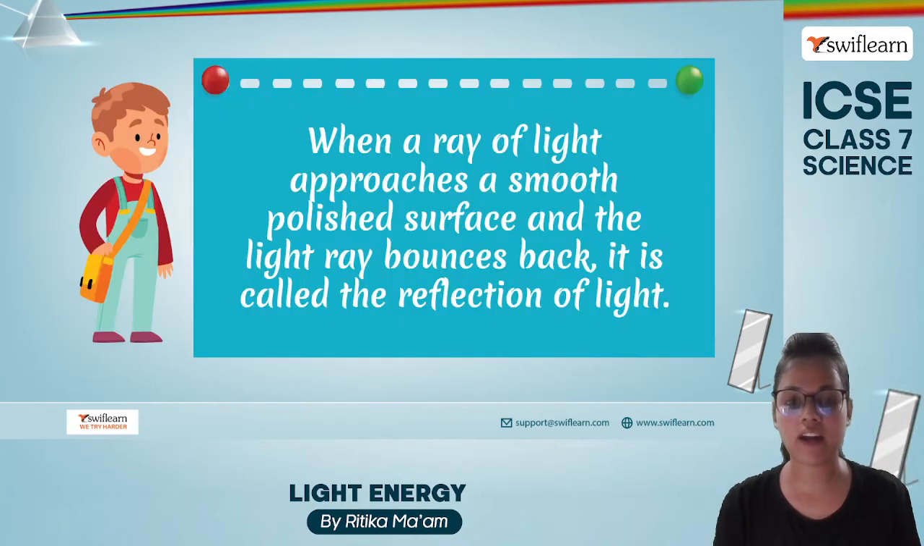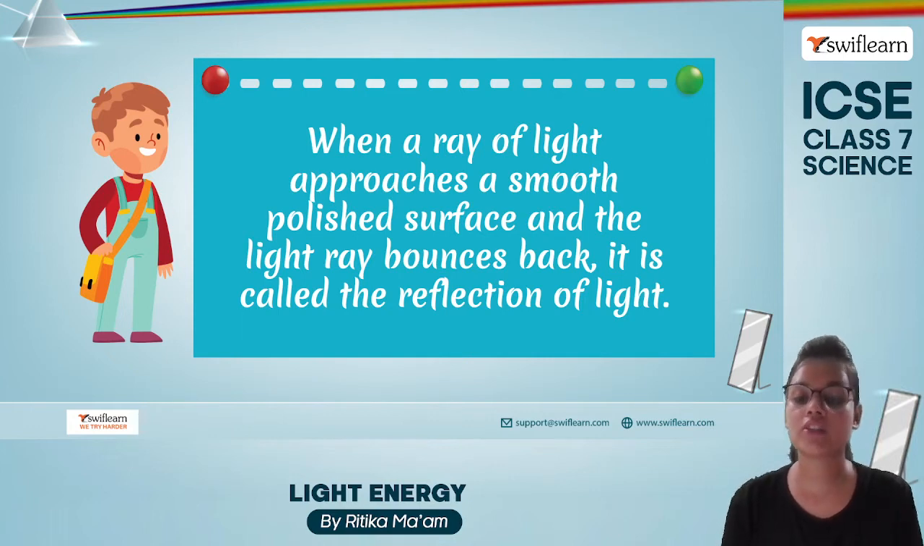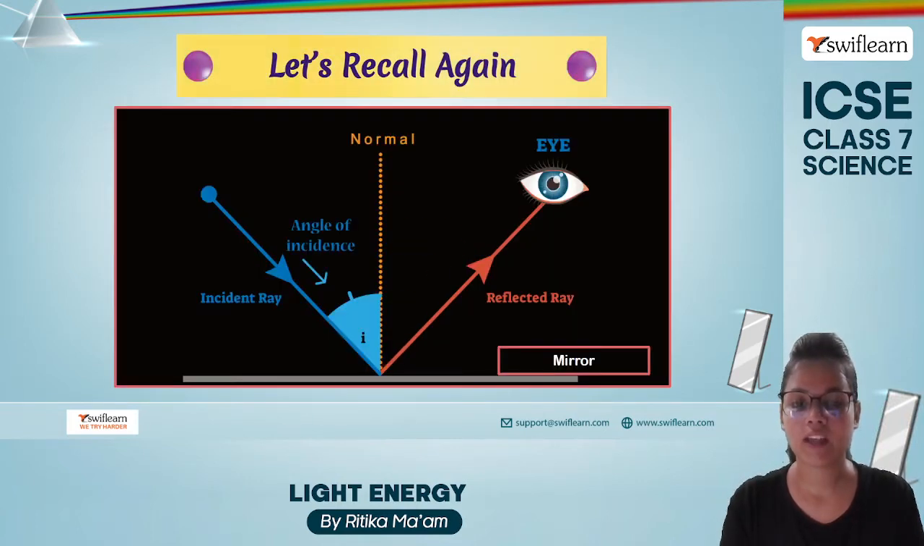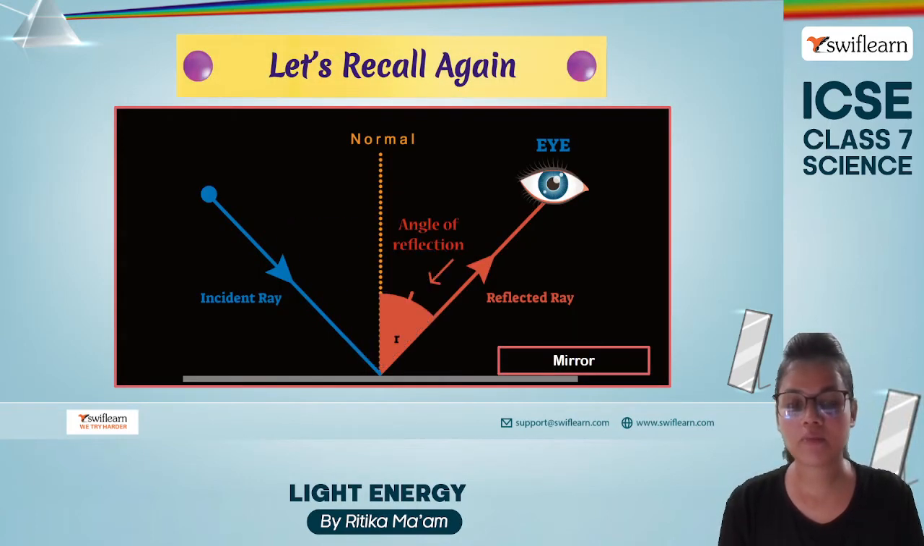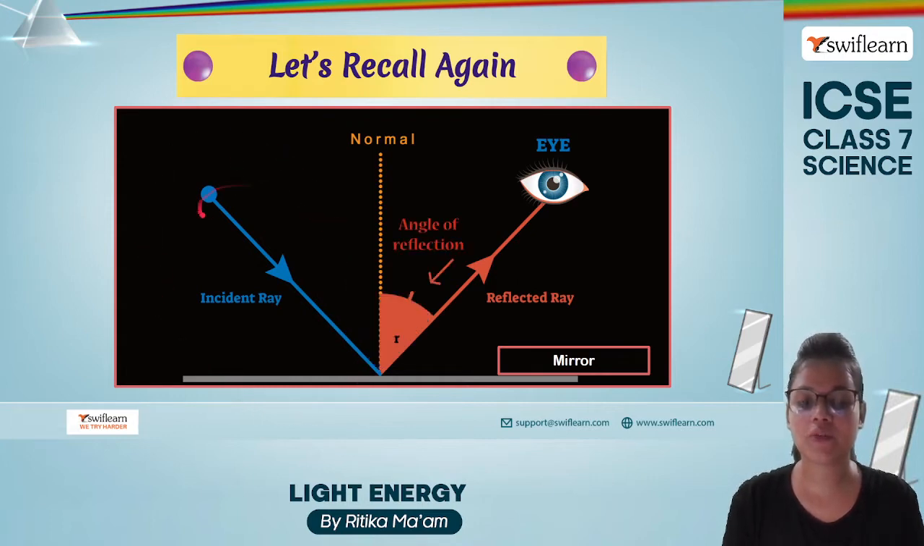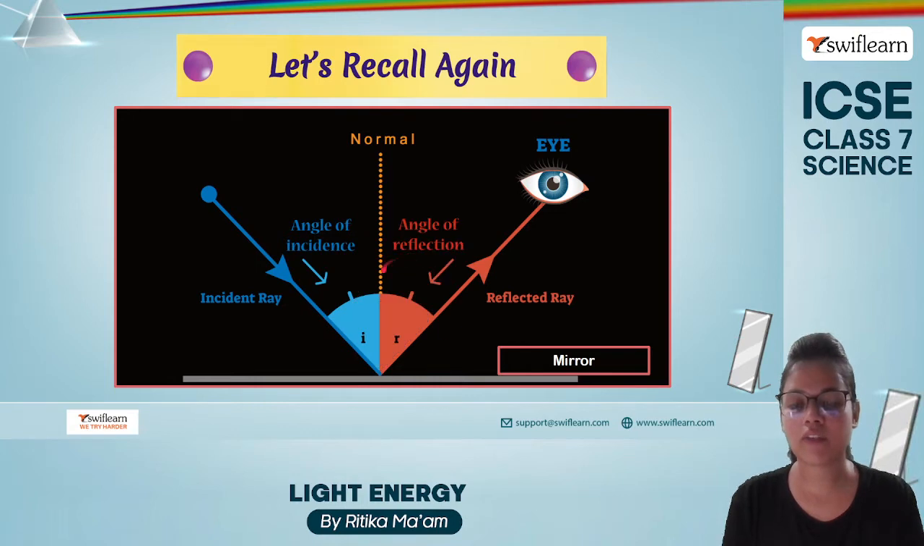Okay, so let's revise. So what is reflection? It's when a ray of light strikes or approaches a smooth polished surface and that light ray bounces back. So that is known as reflection of light. And there were some important terms, which were incident ray, angle of incidence, normal, angle of reflection and the reflected ray, and obviously the plane surface or mirror.